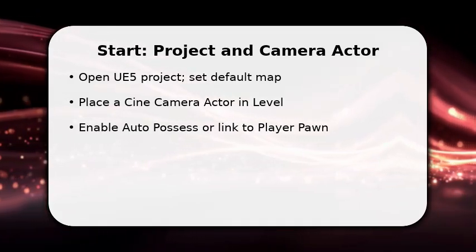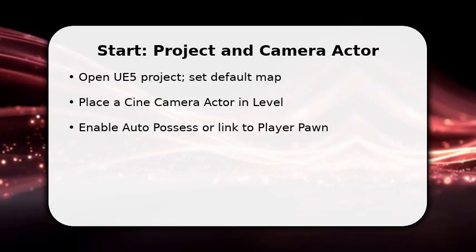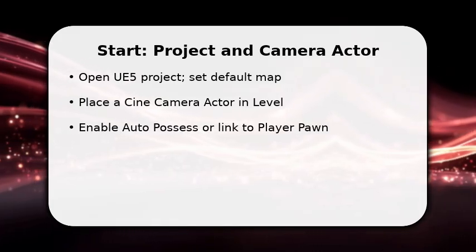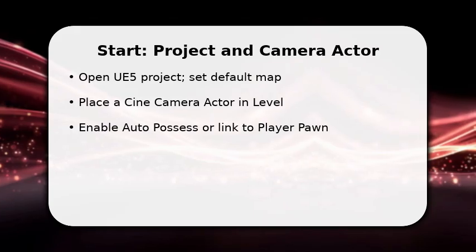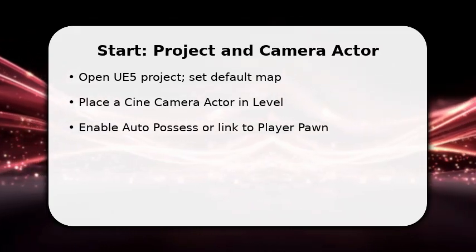Once placed, set auto possess or attach the camera to a pawn so you can preview movement. Make sure to enable high resolution and set lens settings now. This prevents rework later and keeps focal length and aperture consistent as you proceed.